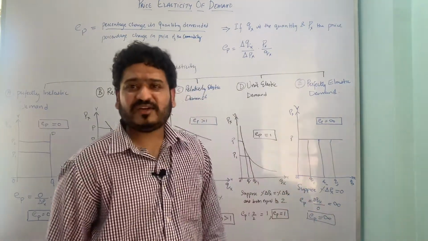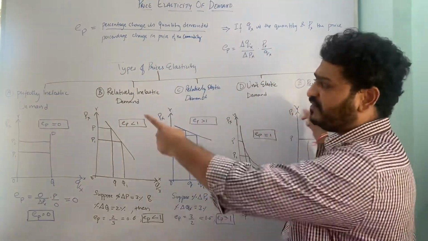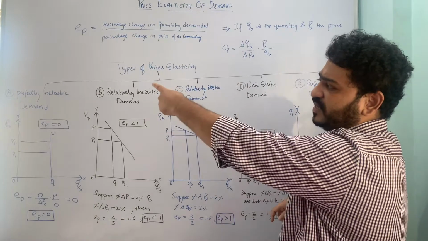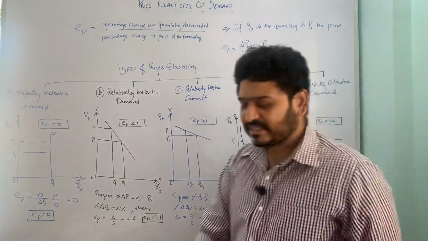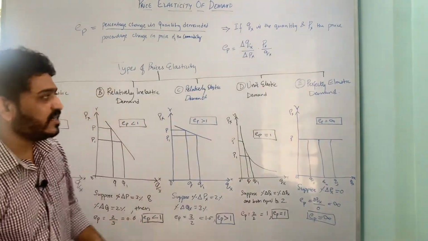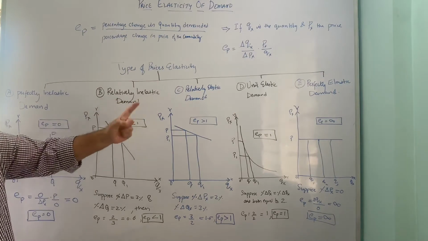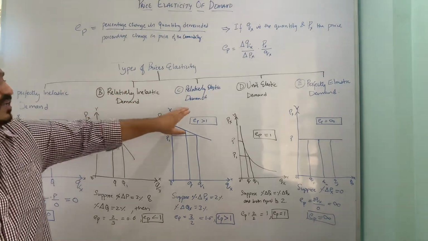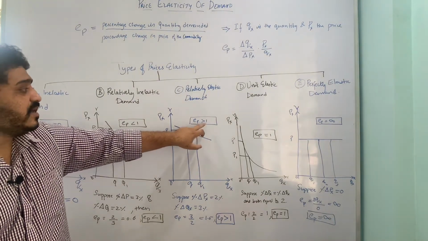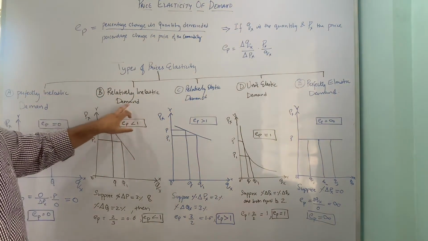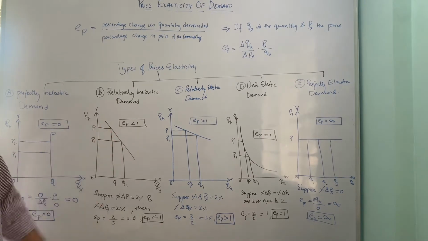I hope the idea of price elasticity of demand and its various types is pretty much clear. We have two extremes: perfectly inelastic demand, where price elasticity is 0, and perfectly elastic demand, where price elasticity is infinity. Then we have unit elasticity, wherein price elasticity is 1. Then we have relatively elastic demand, wherein price elasticity of demand is greater than 1, and relatively inelastic demand, where price elasticity of demand is less than 1.